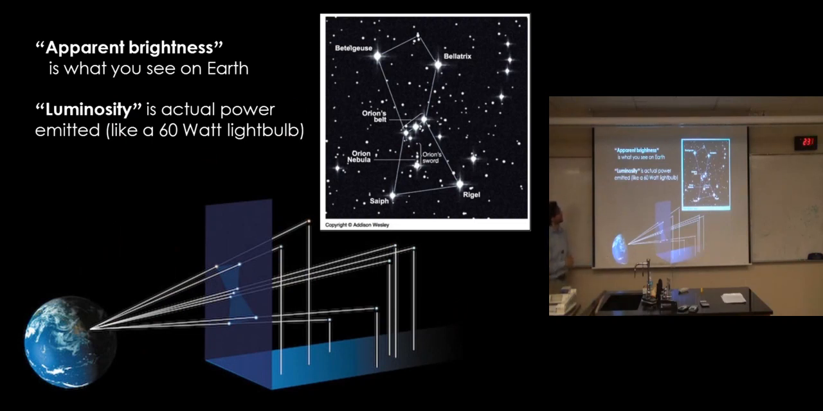And the terminology that we're going to use to talk about this stuff, as I said in the introduction, is apparent brightness. That's exactly what you think it is. That's what you see from Earth. So if one star looks apparently brighter than the other star, it means that when I look at them, one appears brighter than the other star. I don't know how else to say it.